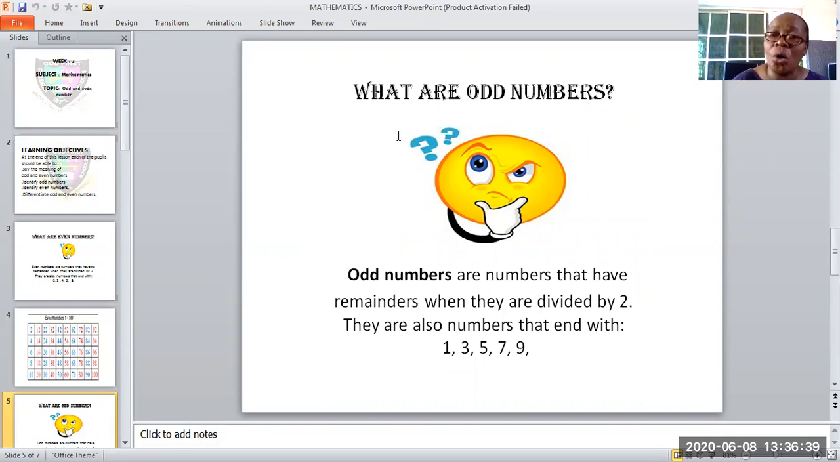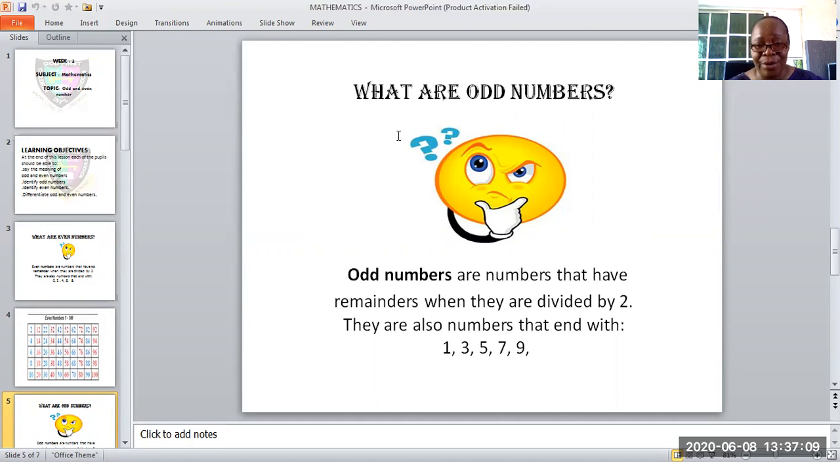What are odd numbers? What do we call odd numbers? What do we understand by odd numbers? Yes, odd numbers are numbers that have remainders when they are divided by 2. Even numbers do not have remainders.